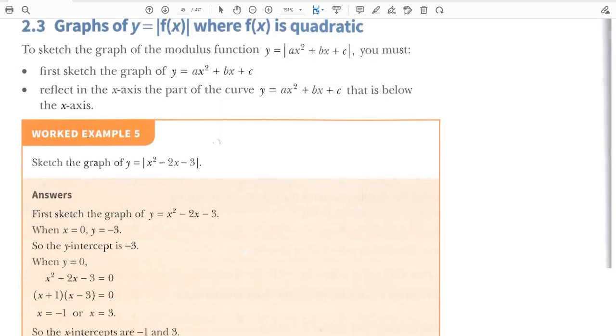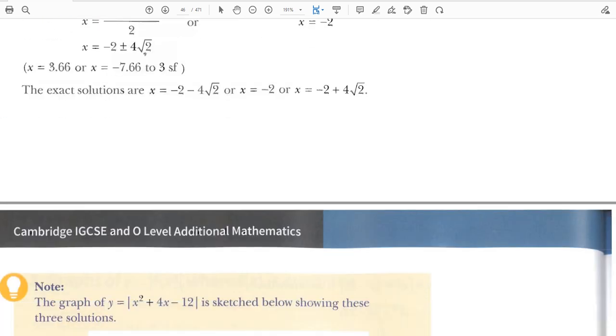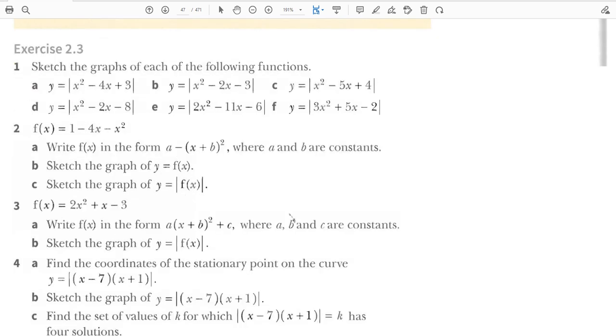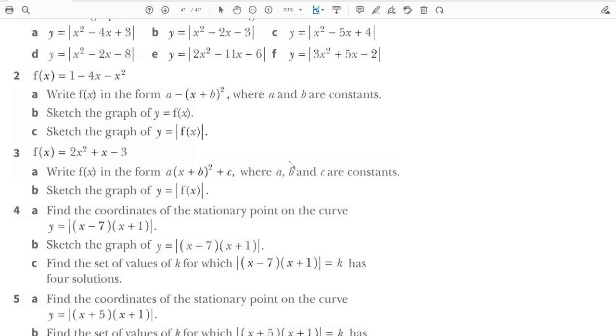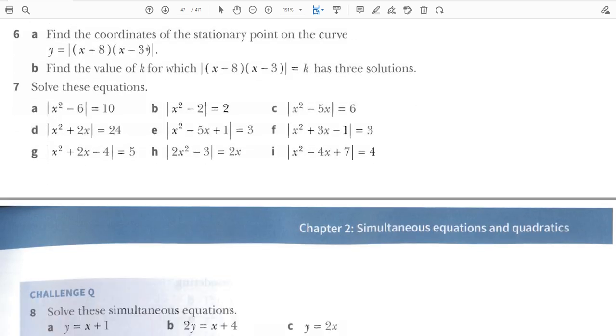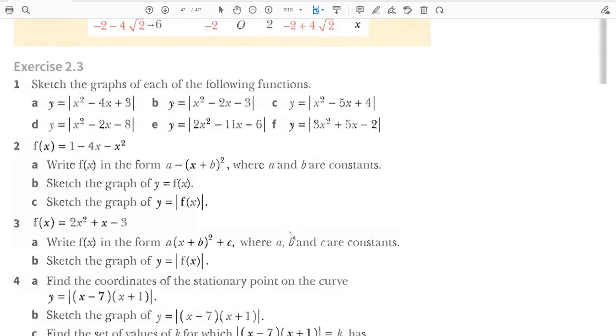Okay, students, so this is our today's class where we have done question number 1 of exercise 2.3, all parts. In the next lecture, we will try to complete exercise 2.3, questions number 2, 3, 4, 5, 6, 7, only 7 questions. So I will try to complete all questions in the next lecture.